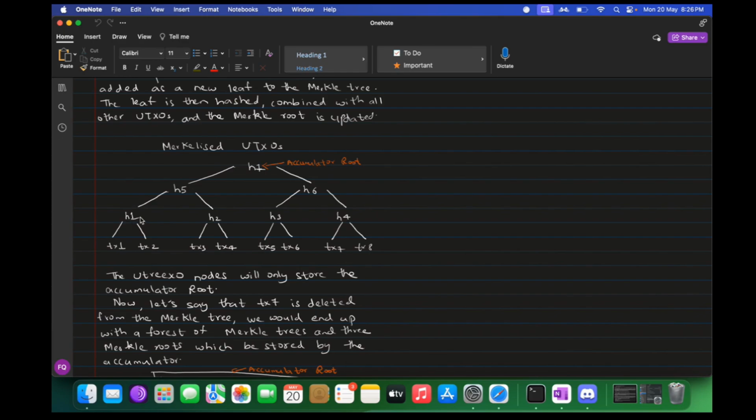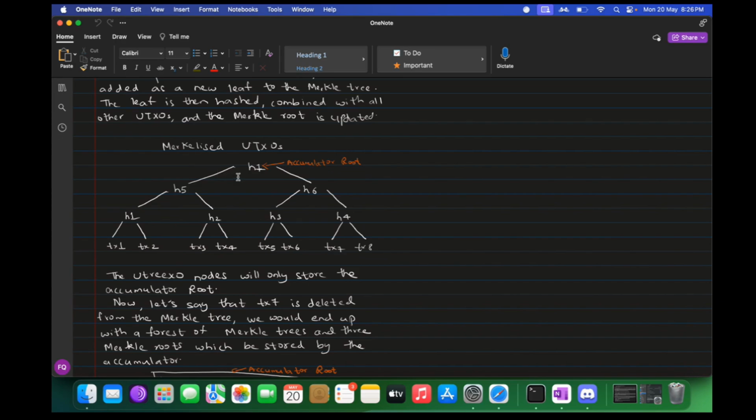Okay, and these will be the nodes. So you hash two leaves to get a node, you hash these two leaves to get a node, and so on for each pair. Then you hash two nodes to get another node, and then you hash these two nodes to get the top, which is referred to as the accumulator root or the Merkle root. Accumulator because it accumulates all the information.